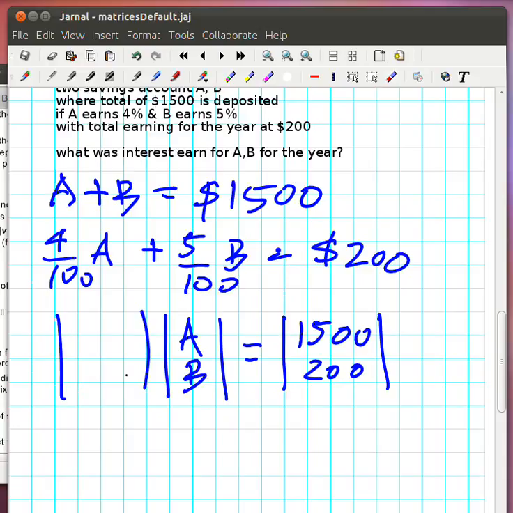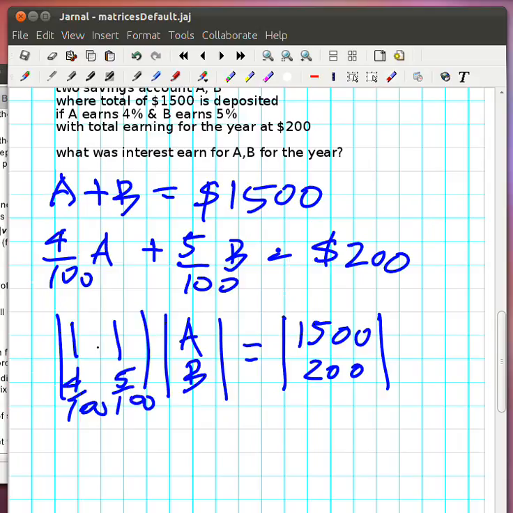This is called a square matrix, because this is a 2x2 system. 1, 2, 3, 4, right? So here there's a 1 in front of A, so we're going to put a 1 here. There's also a 1 in front of B. And then this is 4%, right? 4 out of 100, and then 5 out of 100.